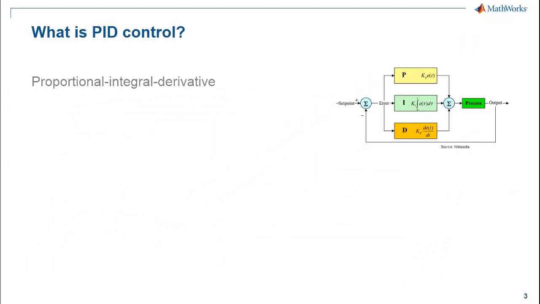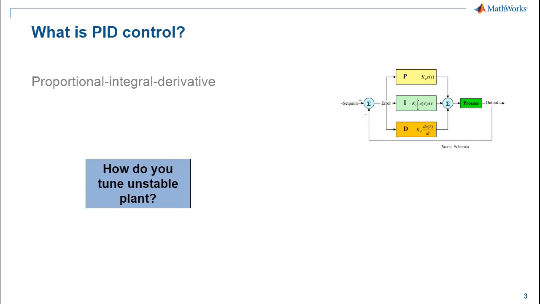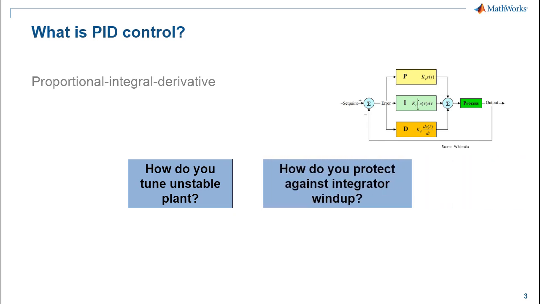So if PID control is all about tuning the 3 gains, that must be pretty simple. We could just write some C code, connect it to our hardware, and start running our hardware and tuning the gains, right? Well, unfortunately, it's not as easy. If you have an unstable plant, this trial and error process is not going to work very well. You can actually damage the hardware and endanger the people.